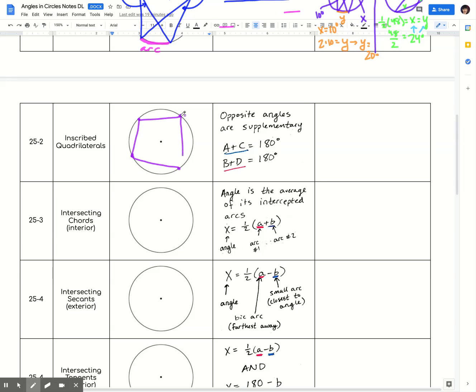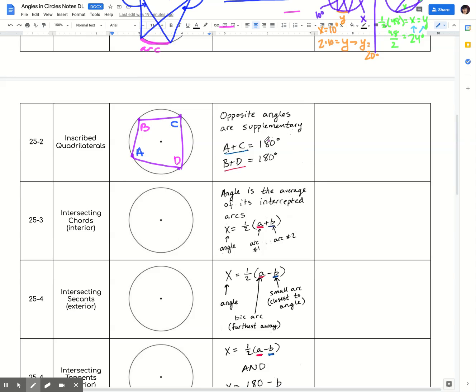Okay, we call it inscribed because it is completely inside of the circle. So I'm going to go ahead and label these, and I'm going to label them in slightly different colors, and you'll see why in a second. So I'm going to label this angle A, this is angle C, and then here's angle B and angle D.